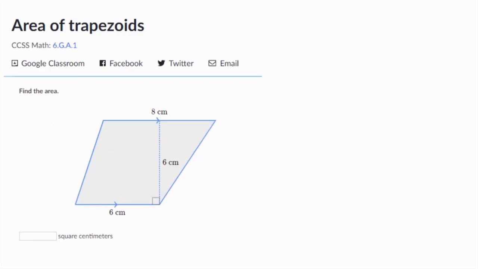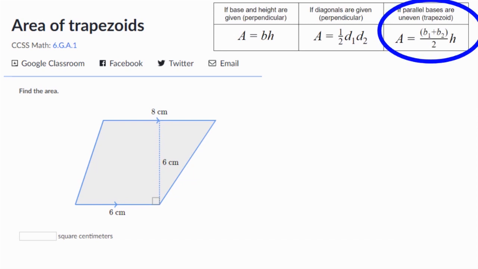On Khan Academy, the assignment is area of trapezoids, so you know automatically you're going to use the trapezoid formula. Again, the 2 bases are from the 2 sides that look like they're parallel to each other. You can tell that lines are parallel because they drew these arrows on them going in the same direction.